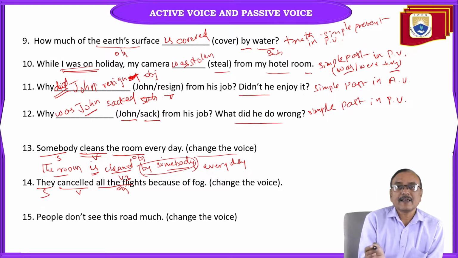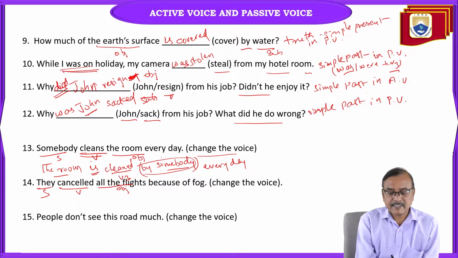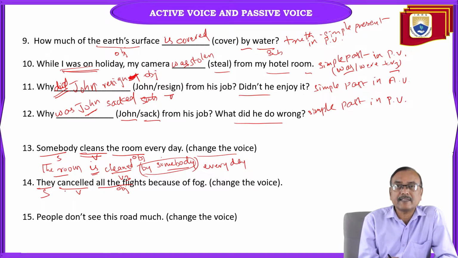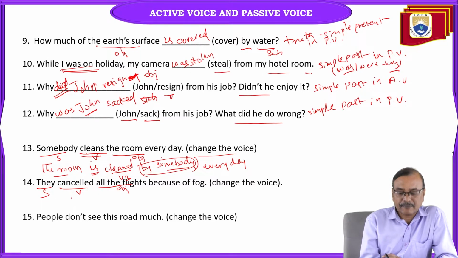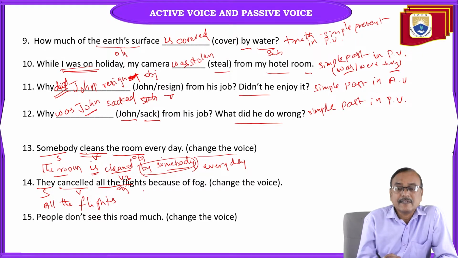Then think of changing its voice. This is in active voice, SVO order: subject, verb, object. To change the voice, first bring the object to the front. Passive voice order: all the flights. So it is cancelled. It is V2 form, simple past.